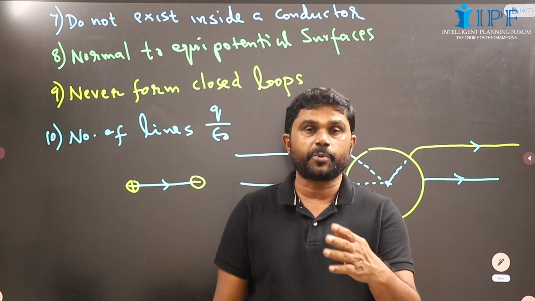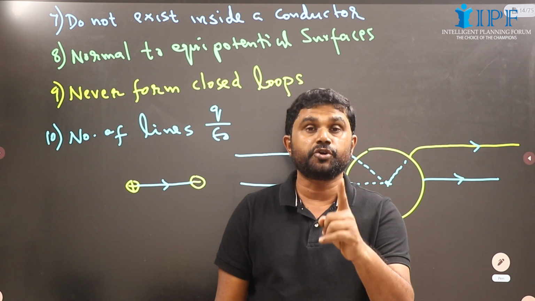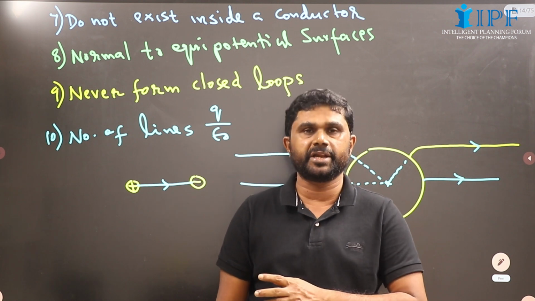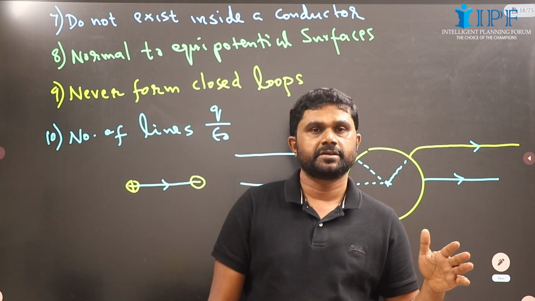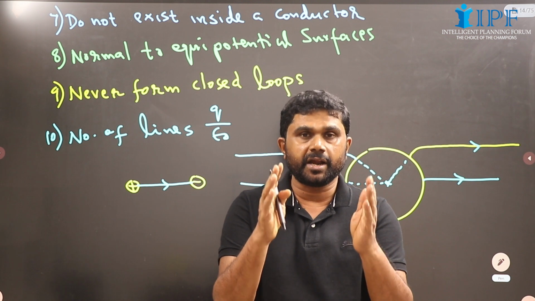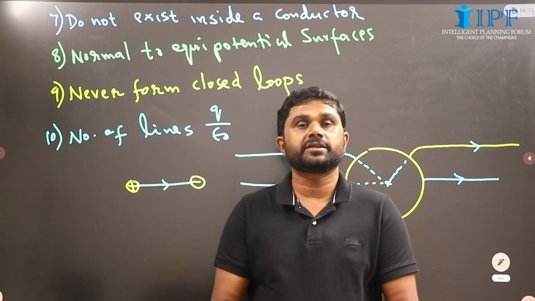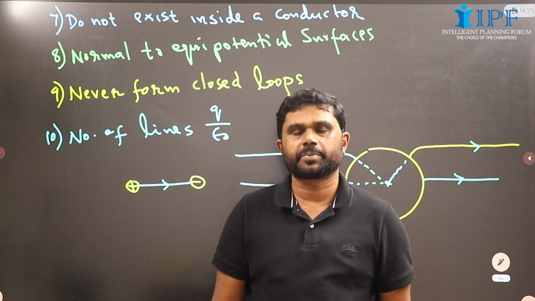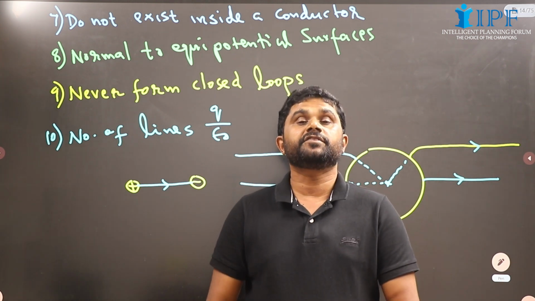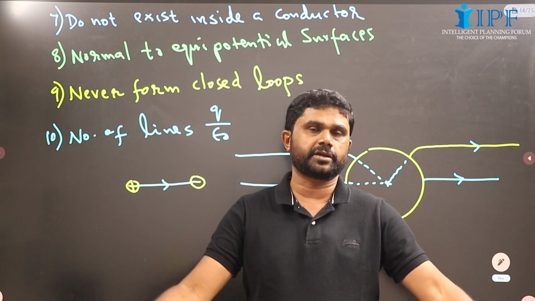These are the properties of electric lines of force. The main important thing is they do not exist inside a conductor. They meet the surface of a conductor normally. They never intersect. In a uniform electric field they will be parallel, equidistant and straight. Crowded lines represent strong field, distant lines represent weak field, and if there is no field, no electric lines of force.